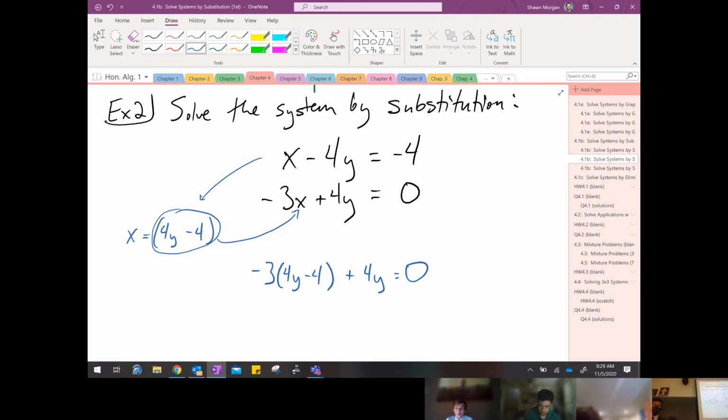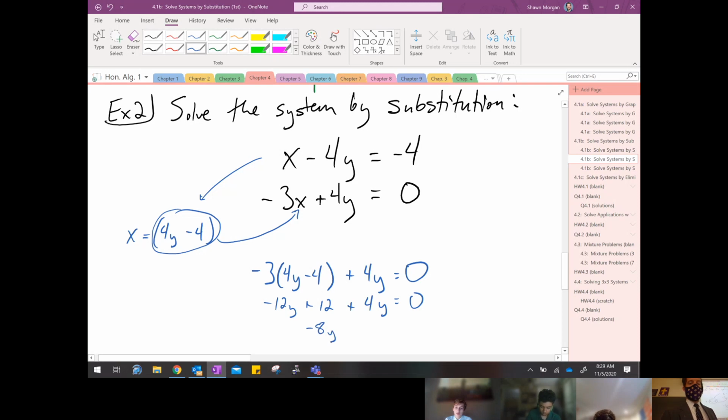Okay. So again, what we did was we got x by itself in the first equation. We plugged that in for x in the second equation, making one equation in terms of one variable. And now we're going to distribute and solve what? Negative 12y plus 12 plus 4y equals 0. Can we combine some like terms?